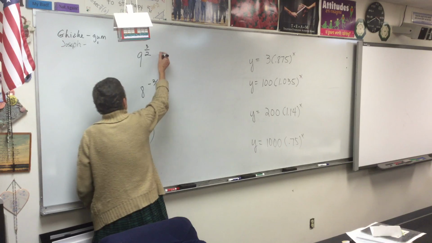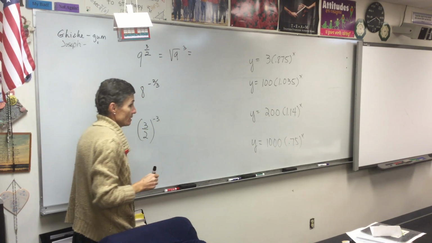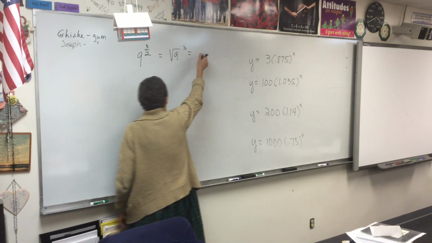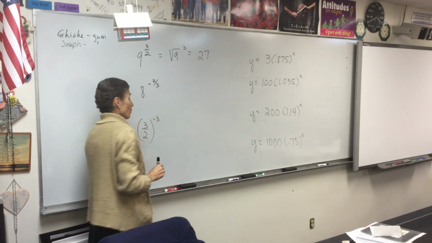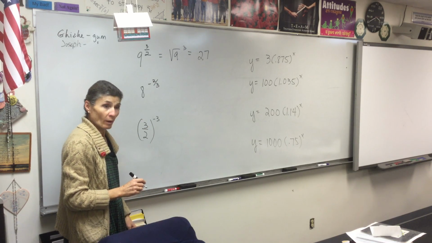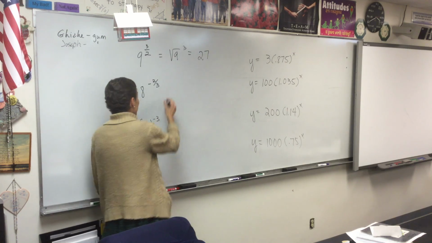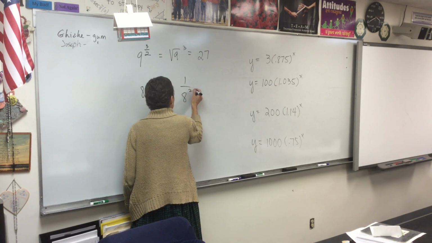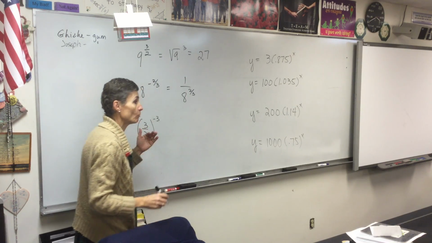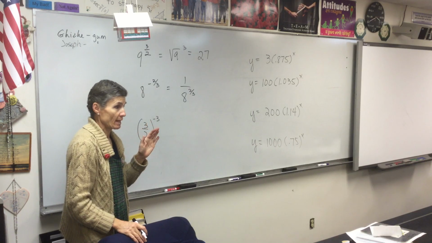Square root of 9 cubed. So the square root of 9 is 3, and 3 cubed is 27. Now, when we throw a negative in on top of that, we know that what that means is 1 over. So we start with 1 over. And as soon as you do the 1 over, nothing changes but the negative goes away.